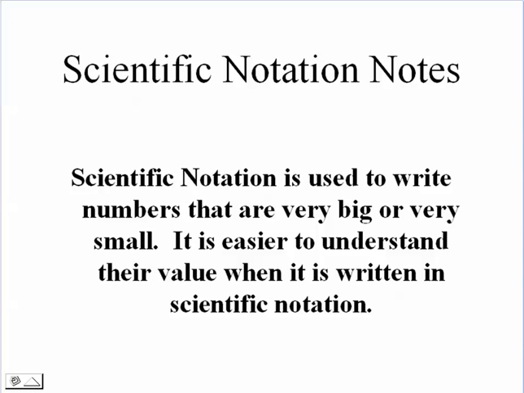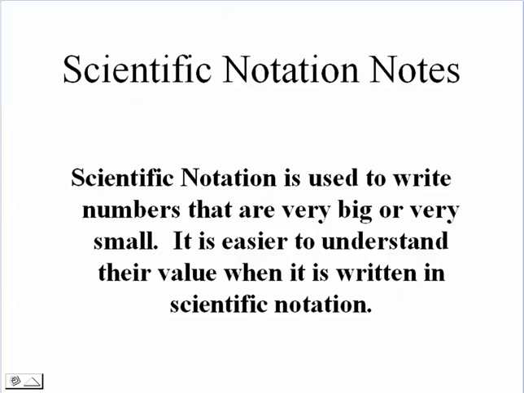This video is to help you understand how to put numbers in scientific notation. Scientific notation is really used to write really big numbers or really small numbers in a way that is easier to understand their value. Because instead of counting tons and tons of zeros, all we have to do is look at the exponent to really understand how big or how little the numbers are.